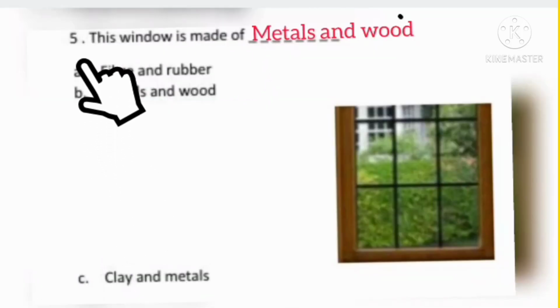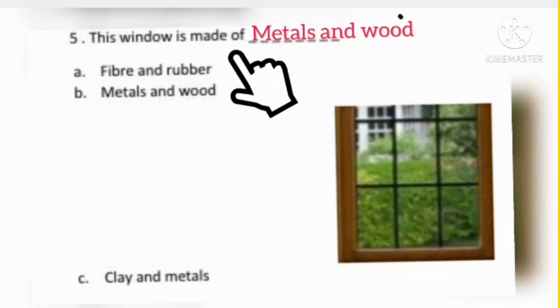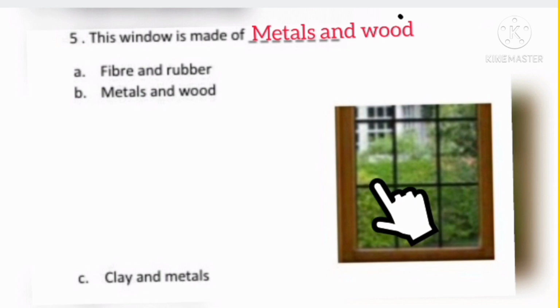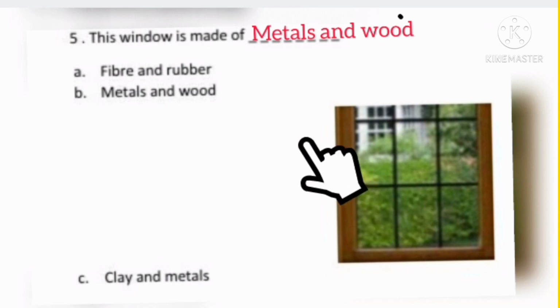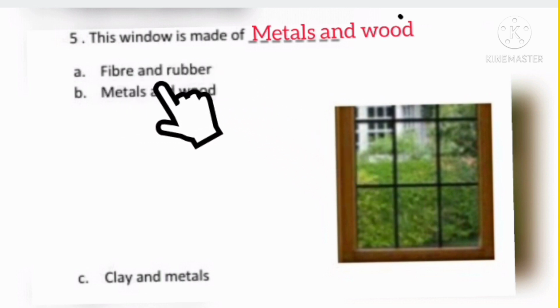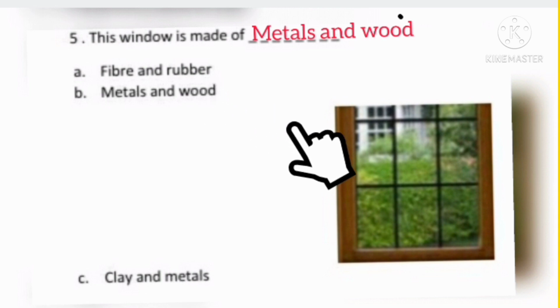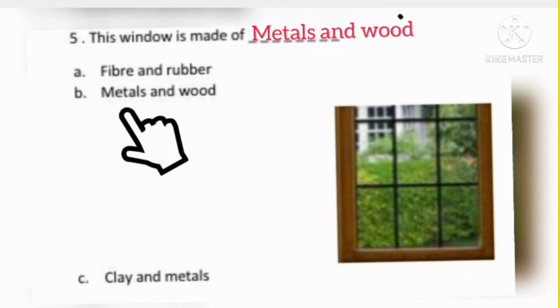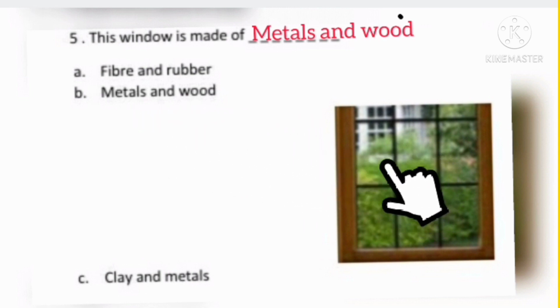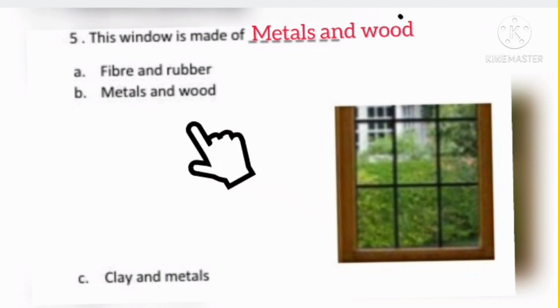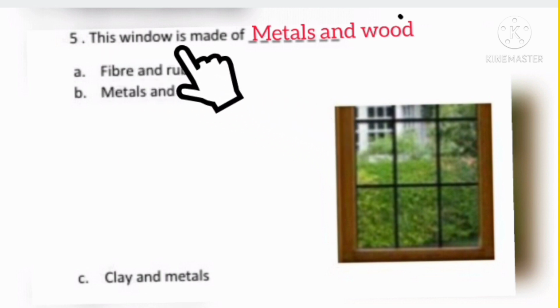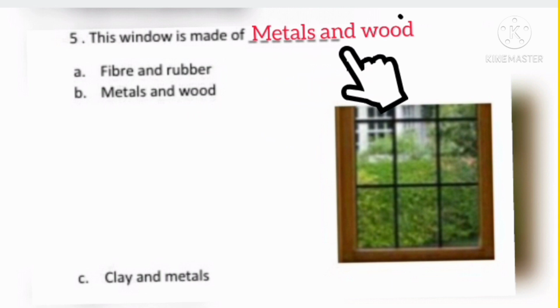Look here, children. Last one. This window is made of dash. See these windows. Which are the materials found in this window? This is wood and these are the metals. So, see the answers. Fiber and rubber. Is this correct, children? No. Metals and wood. Is this correct? Yes, very good. This is the correct answer. Metals and wood is the right answer. This window is made of metals and wood.